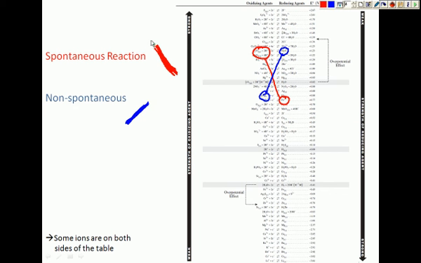So again, spontaneous, non-spontaneous, spontaneous, non-spontaneous. Okay. Please be careful. There are some ions that are on both sides of the table. So you're going to have to be very diligent and look at this whole thing quite thoroughly. Okay?